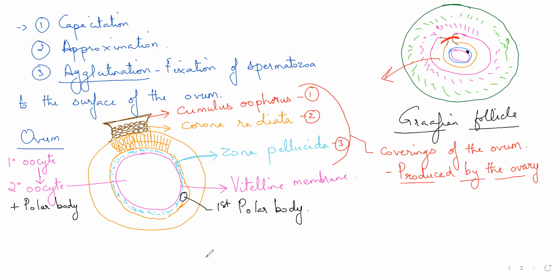Whereas this fourth layer, the fourth covering, is produced by the egg itself. Vitelline membrane is the plasma membrane, cell membrane of the secondary oocyte. Right? This is produced by the egg itself.